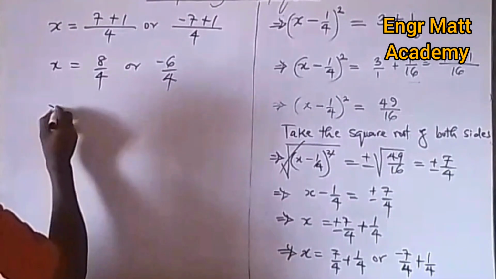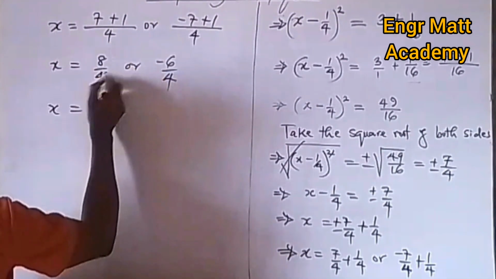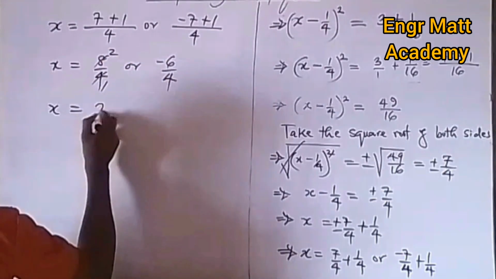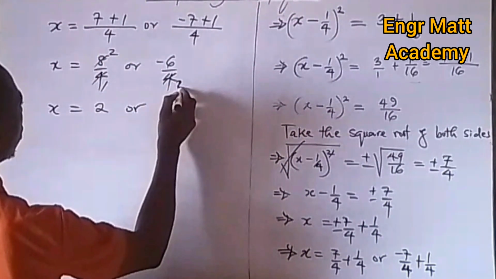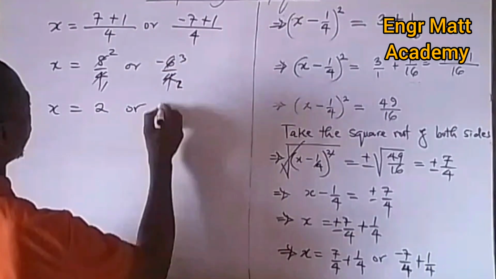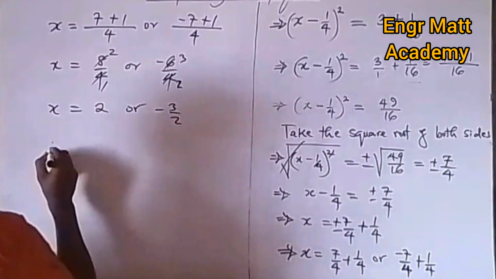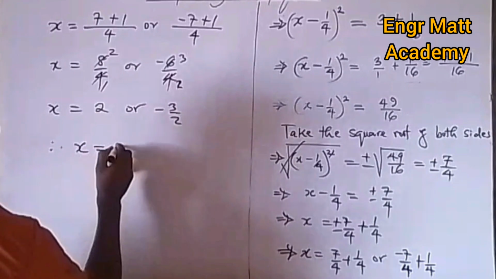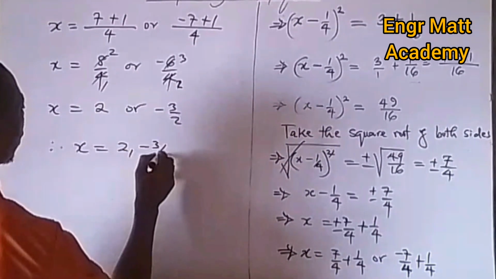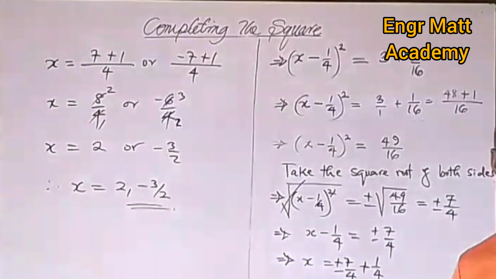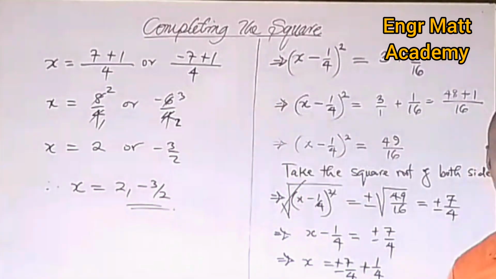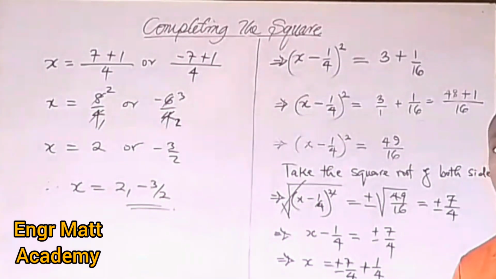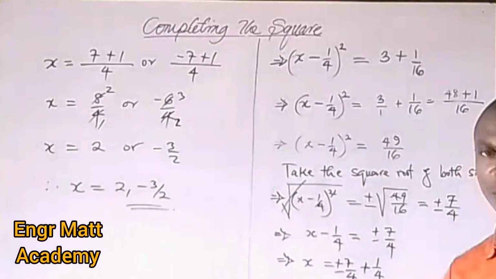We continue. X, 4 will divide this and give us 2 is equals to 2, or minus 3 over 2. Therefore, x is equal to 2 or minus 3 over 2. So that is it. Solving quadratic equations using completing the square method. With these two examples, you should be confident enough to solve any quadratic equation using this method.